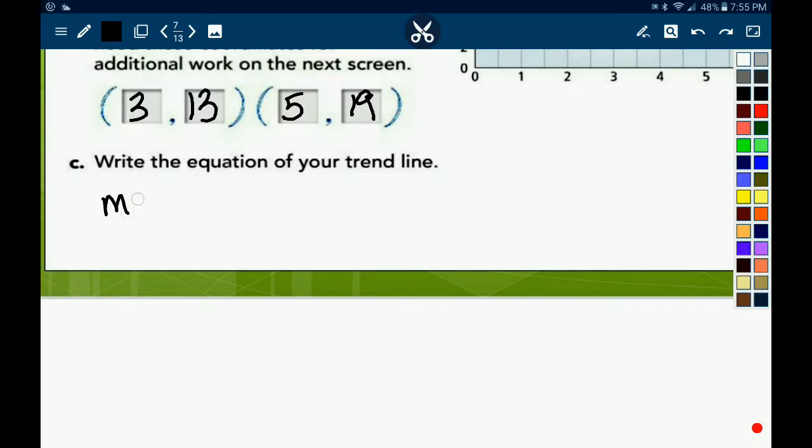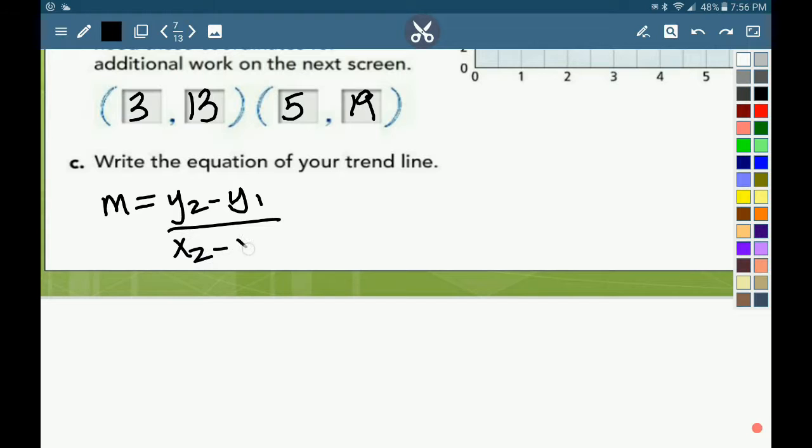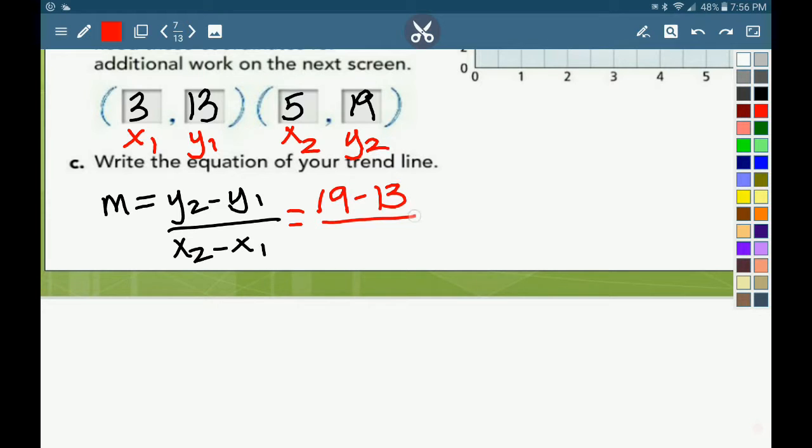Again, slope is equal to y2 minus y1 over x2 minus x1. If you didn't understand it on the intro slide, you have the x coordinate from the first point, the y coordinate from the first point, the x coordinate from the second point, the y coordinate from the second point, and now we just plug in. So I've got 19 minus 13 over 5 minus 3. Simplify that. 19 minus 13 is 6. 5 minus 3 is 2. 6 divided by 2 is 3. So the slope of our line is 3.